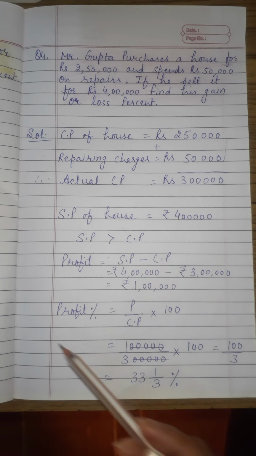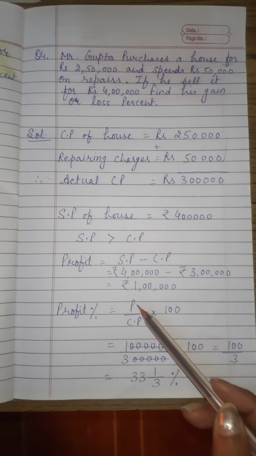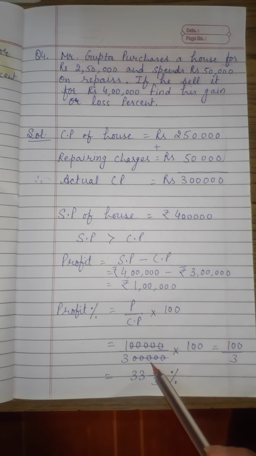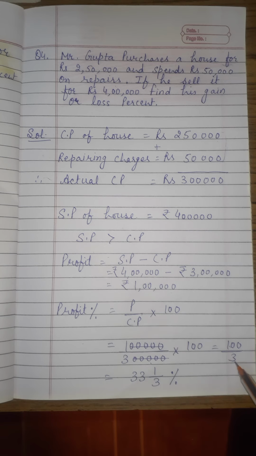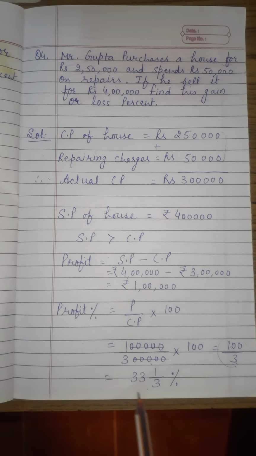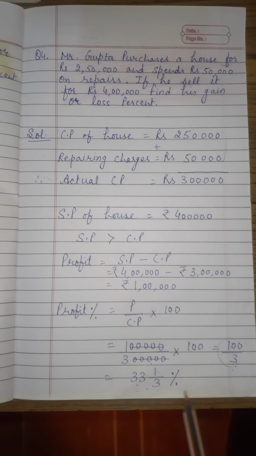Now we will find the profit percent. Apply the formula for profit percent, that is profit upon CP into 100. When we calculate it, we will get 100 upon 3, which is again an improper fraction, and we convert it into a mixed number. So the mixed number for 100 upon 3 is 33 whole 1 upon 3%.